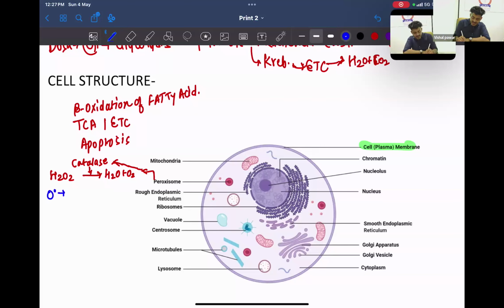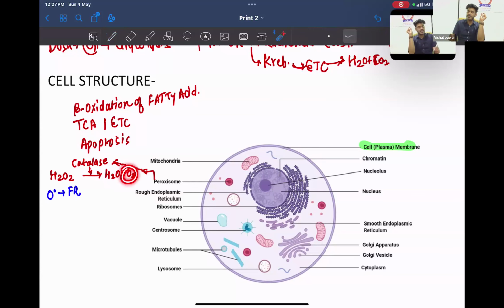What is the single oxygen also known as? It is going to make free radicals. What do you know about free radicals? They make us old very fast. Okay, so free radicals are responsible for cell injury. First thing, free radicals are responsible for aging also, and free radicals are like a single molecule. What are these free radicals?